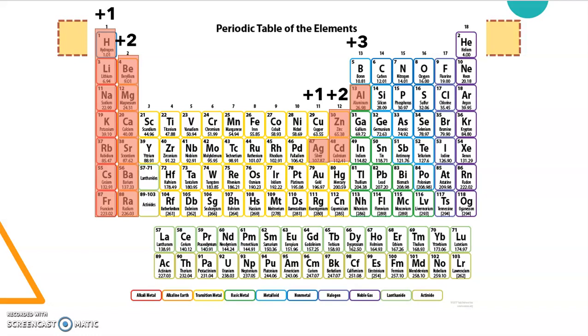In the first two columns, you would have either a +1 or a +2, and then silver always is a +1, zinc and cadmium are always a +2, and aluminum is always a +3. Now, because these atoms constantly have a predictable charge, we never need to include those in the name. So we never use a Roman numeral when these particular elements start my compound.